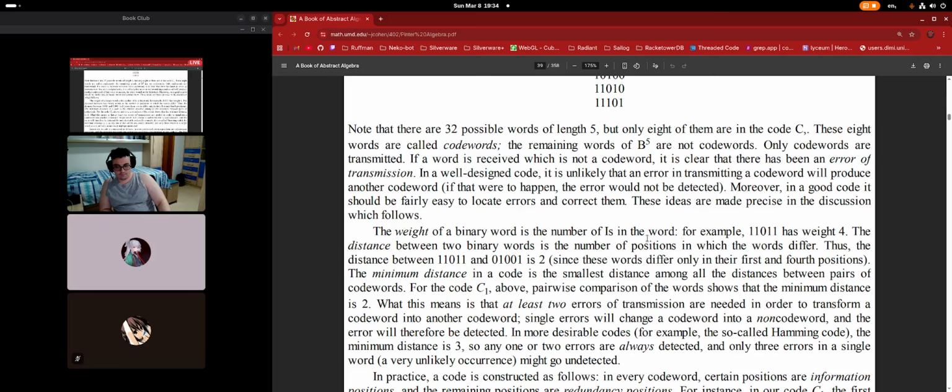So that's actually a little bit confusing. Okay, it's because what I understood of minimum distance is not correct. The minimum distance means that at least that many errors of transmission are needed in order to transform a code word into another code word.